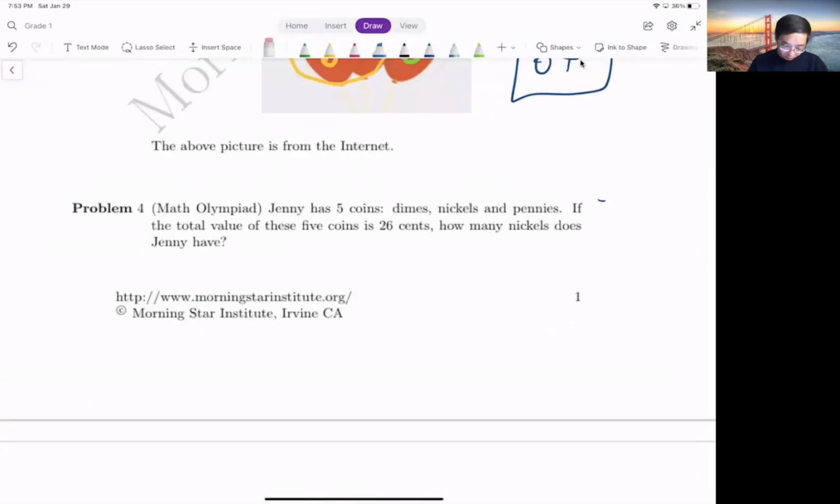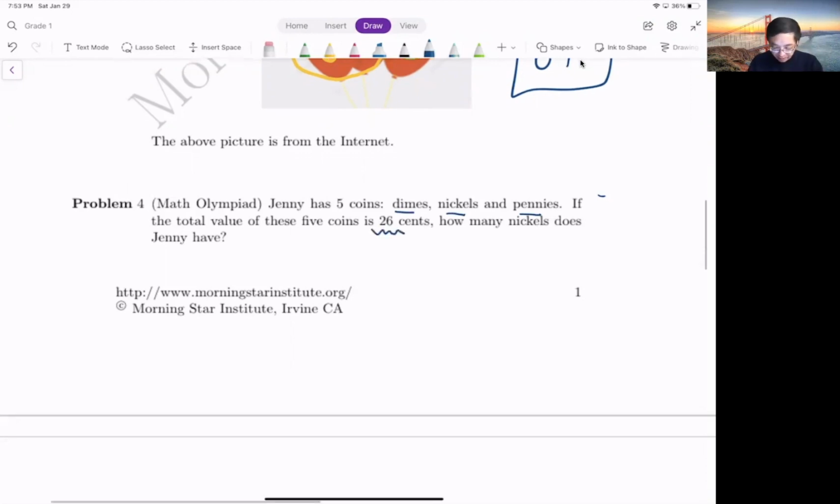Problem number 4. The problem is that Jenny has 5 coins. Some are dimes, some are nickels, and some are pennies. So the total number of coins is 5. And we know the total value of these 5 coins is 26 cents. The question is, how many nickels does Jenny have, right? Basically, you just need to find the right combination. 5 coins, a total value of 26, right?